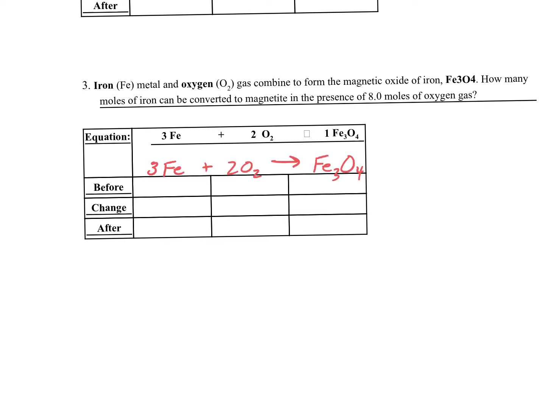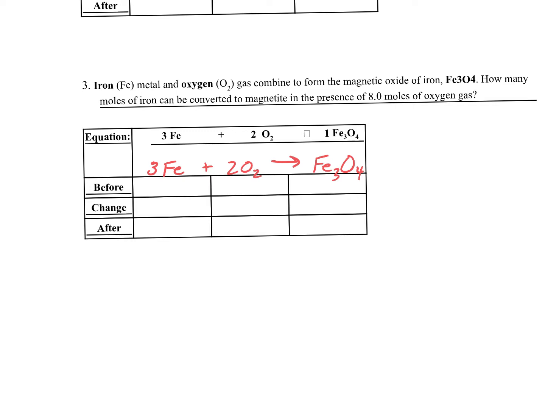The first thing that I did here is I just rewrote the equation on the BCA table so that everything fits where it's supposed to. And I'm just reading through the problem now. We've got iron, we've got oxygen, and we're going to make magnetite. How many moles of iron can be converted to magnetite in this process?